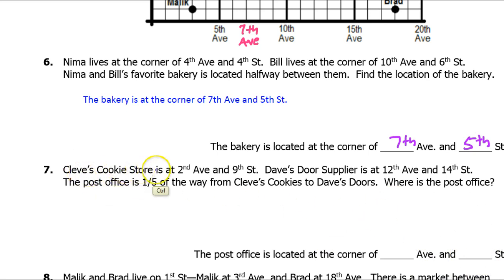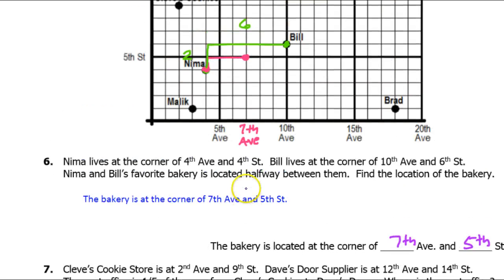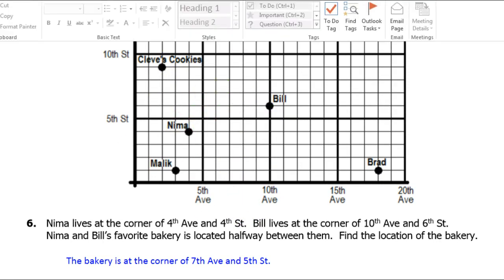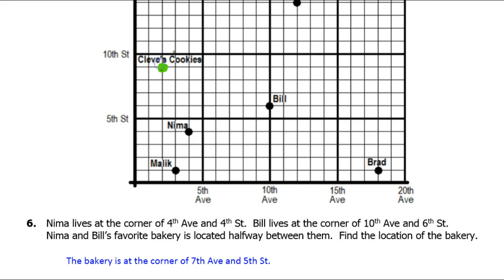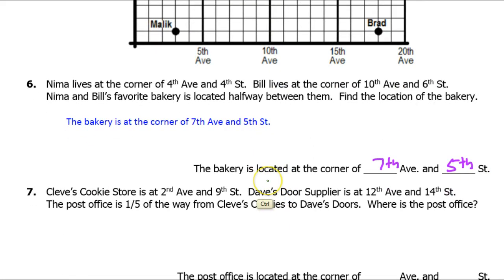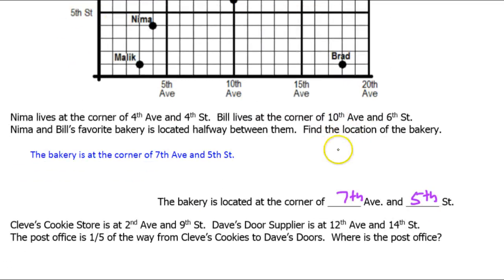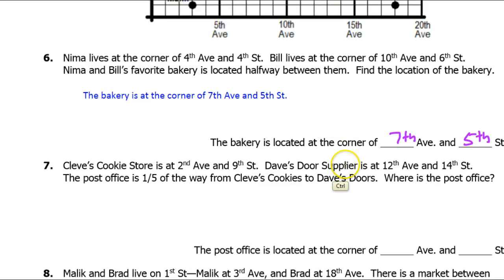Okay, Cleve's Cookie Store is at 2nd Avenue and 9th Street. All right, well, they have it labeled for us right there. Let me erase this stuff. Okay, so there's Cleve's Cookies. Dave's door supplier is at 12th Avenue and 14th Street. All right, there's Dave's doors right there. Okay. The post office is 1/5 of the way from Cleve's Cookies to Dave's. Where is the post office?